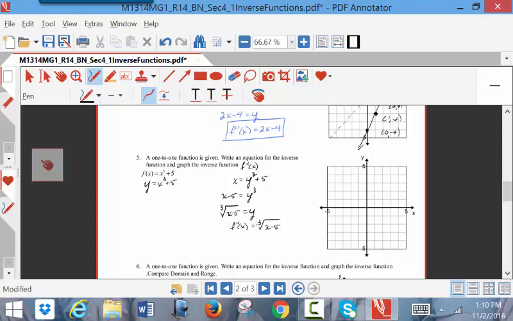Okay, so I guess I can graph a few points and see if we can get this on here. If I tried negative 1, negative 1 cubed is negative 1, plus 5 is 4. If I did 0, it would be 5. If I did 1, it would be 6. So this one would go through negative 1, 4, then we go through 0, 5, and 1, 6.